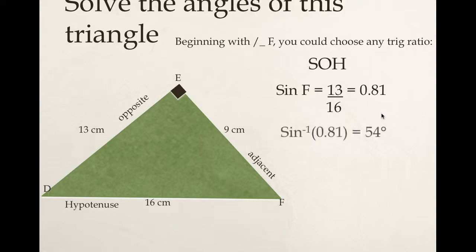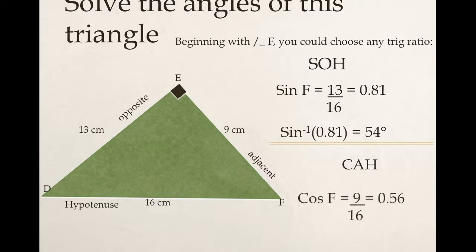and that gives us 0.81. If we put in the negative 1, or the arcsine of it, you get 54 degrees. You could also use cosine. So CAH, adjacent over hypotenuse, so the cosine of F is equal to 9, the adjacent, over 16, the hypotenuse, and that gives us 0.56. If we do the arccos of this, we get 55 degrees.